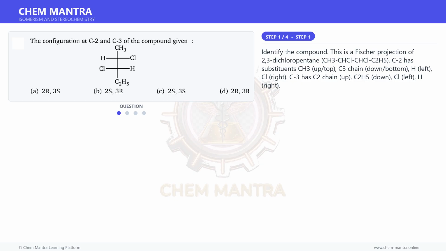Identify the compound. This is a Fischer projection of 2,3-dichloropentane, CH3, CHCl, CHCl, C2H5. C2 has substituents CH3 up top, C3 chain down bottom, H left, Cl right. C3 has C2 chain up, C2H5 down, Cl left, H right.